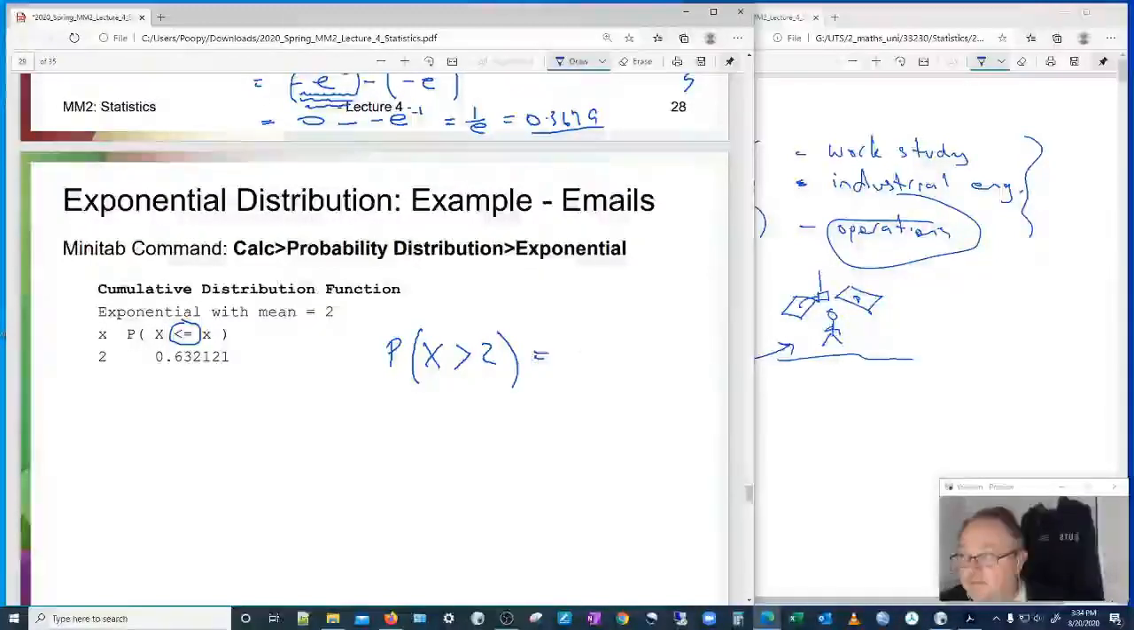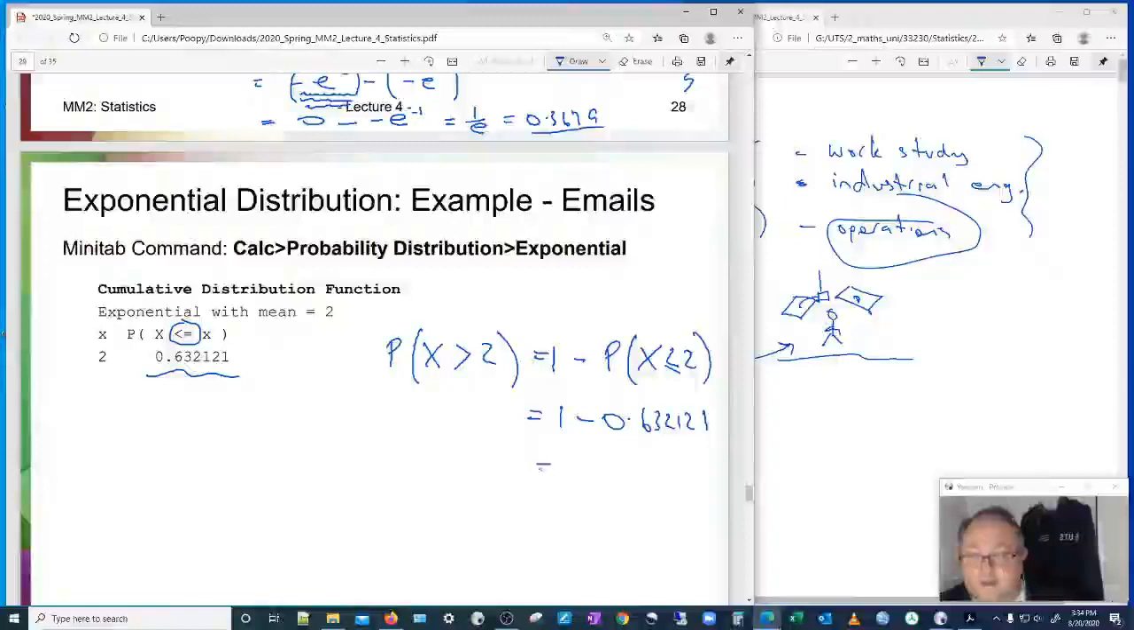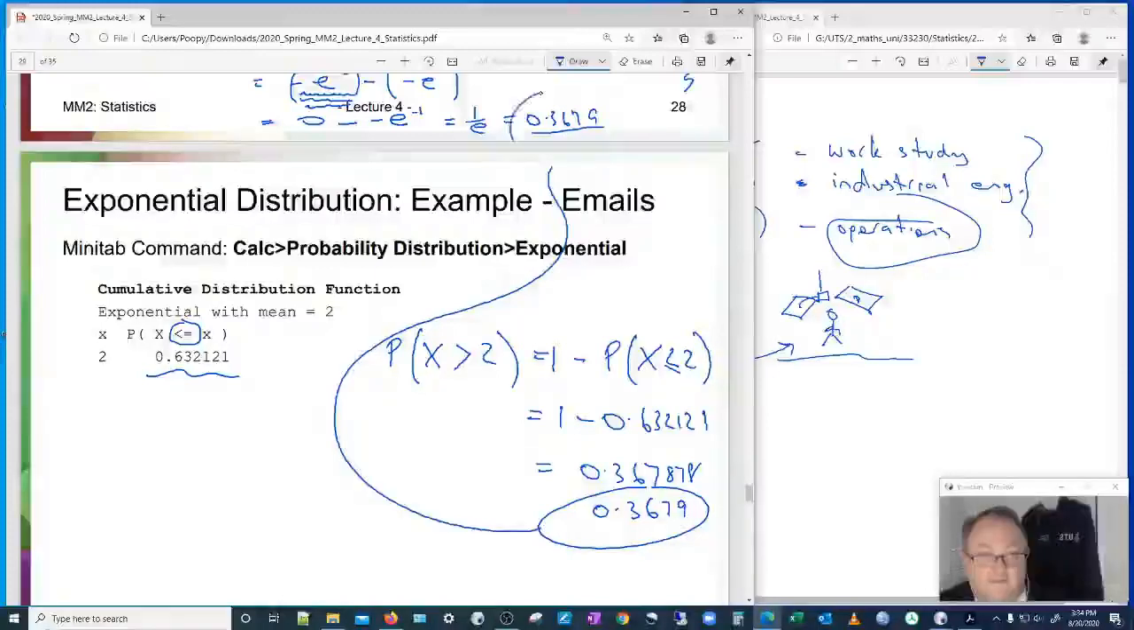Alright, so for this point here, we've got 1 minus, we turn the inequality around. Okay, and we've got 1 minus this one, 0.6, 1, 2, 1, and so we get 0.367,878, which is close enough to 0.3679, and guess what? There it is, up there. They're the same.